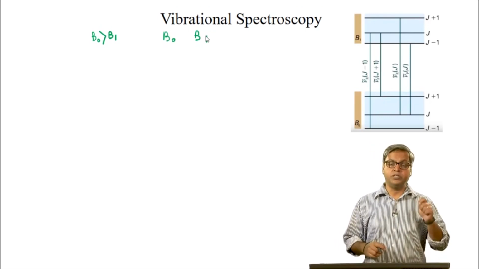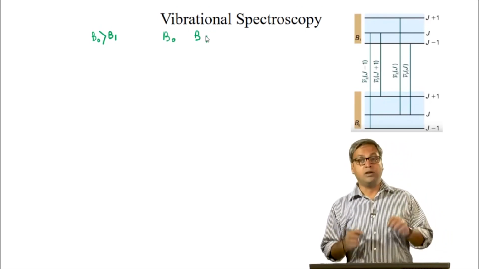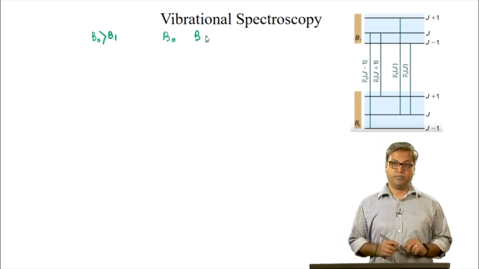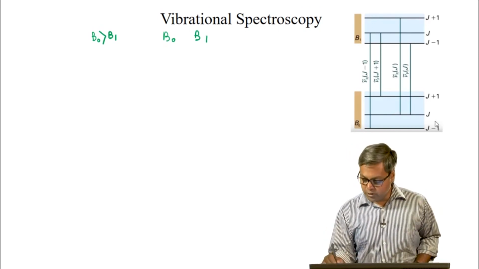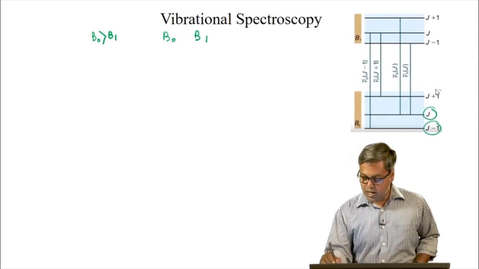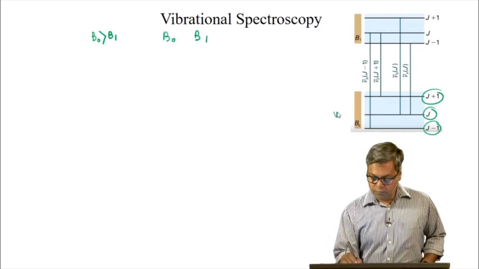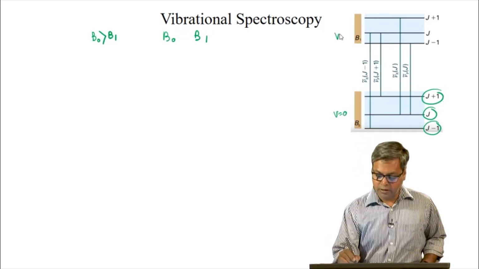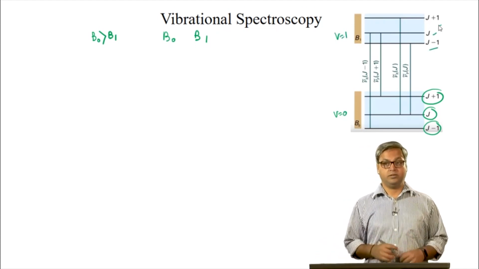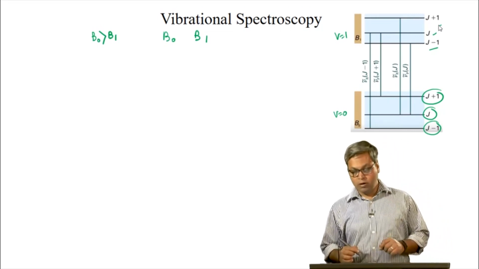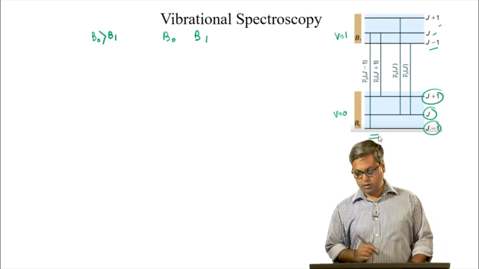To determine B 0 and B 1, we need to look closely at the Ro-vibrational spectrum. So, here we see the j minus 1, the j and the j plus 1 levels for the V equals 0 and the V equals 1 states. Now let us look into the transitions on the left.